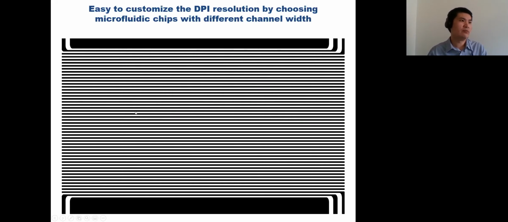What I show here is an enlarged picture of the channel area. So basically, you have 50 parallel channels. Each channel will be isolated from the others. Each channel will have a distinct barcode.